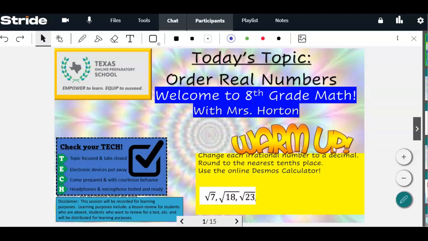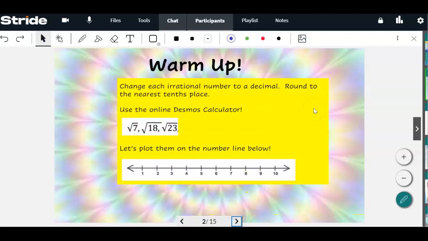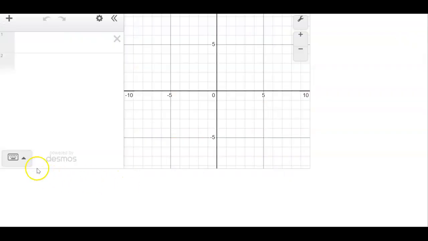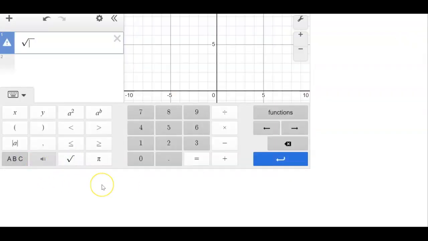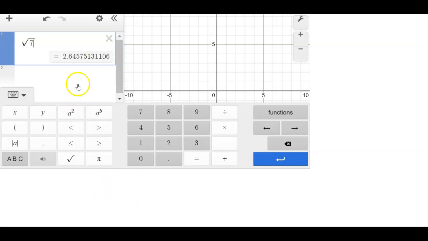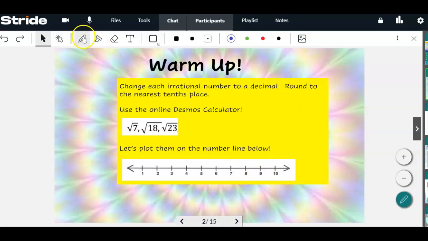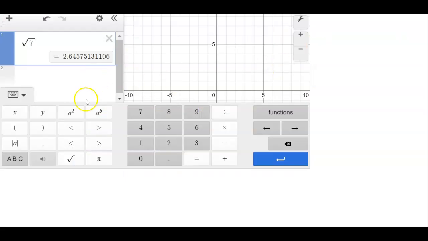So I wanted to do a quick lesson video for you on ordering real numbers for 1.06. Let's do a quick review of changing irrational numbers to a decimal and rounding those. So we've got the square root of 7. If I do square root of 7 on my Desmos calculator, it's 2.6 rounded to the nearest tenth. So I'm going to jot that down right here, 2.6. And then it says to plot that on a number line, 2.6 would be approximately right here, a little bit more than halfway.